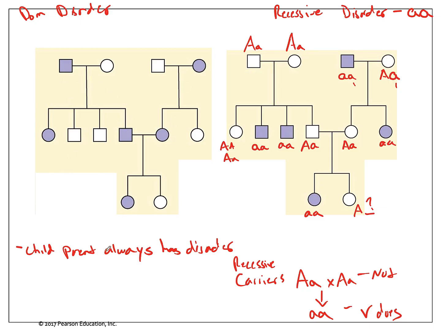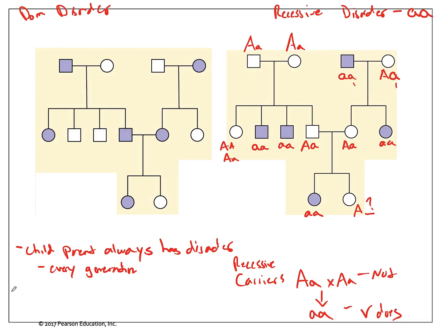So a dominant disorder is going to show up in every generation. Whereas the recessives, you can see skip generations. This parent had it, it skipped this child, but it showed up again in this generation. So it's kind of skipping from here to here.